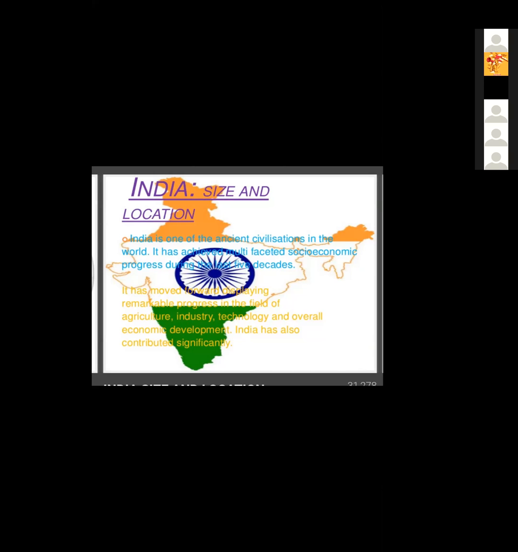What is the size of India? The total area of India is 3.28 million square kilometers, which is 2.4% of the total area of the world. It is the seventh largest country in the world in terms of landmass.